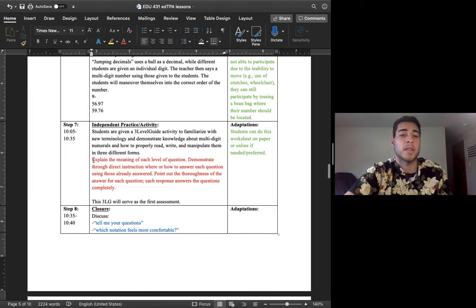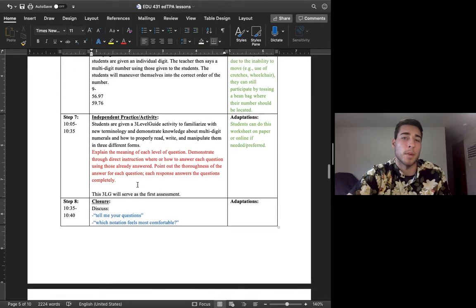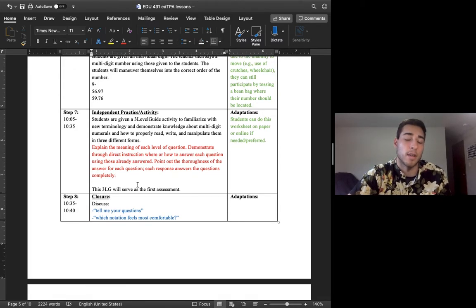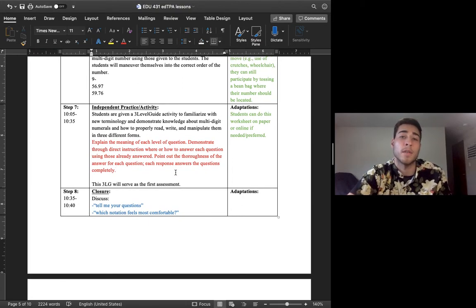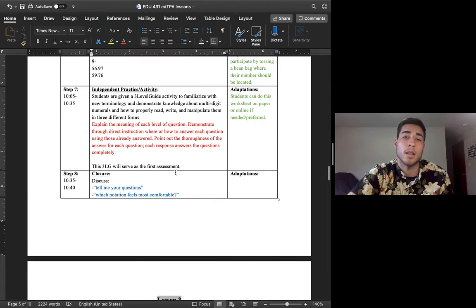Okay, and then just pretty much the main point here is to explain the meaning of each level of question in that 3-level guide, helping them to understand the different levels of being able to find the answer in their book, having to use a combination of both the book and what they've learned previously or from this lesson, and then having to extend their thoughts from what they've already learned from their own lives or from their own experiences, and using those experiences to answer the questions. The 3-level guide will be the first formal assessment in this lesson group.